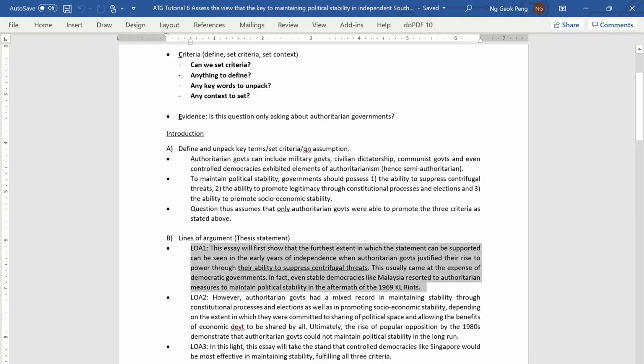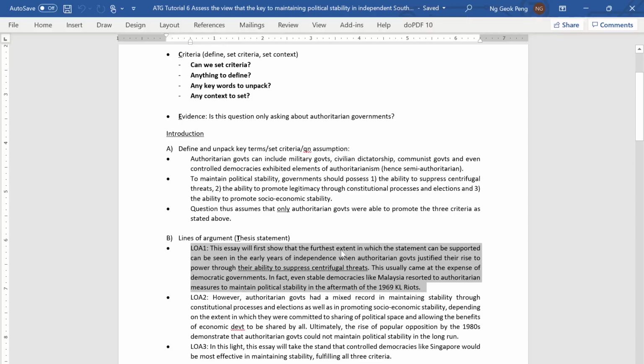Okay, LOA 1 and 2 will be focusing on authoritarian governments, and they span your three criteria in these two lines of argument. So let's look at LOA 1. LOA 1 is the easy one. Looking at criterion 1, which is centrifugal threats, the ability to suppress centrifugal threats. This one is quite obvious.